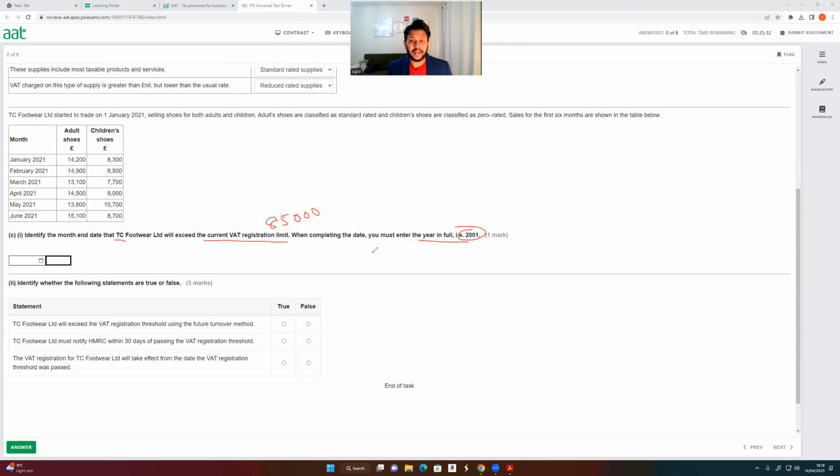So we need to count when we reach 85,000. Remember that both the standard rated and the zero rated will be counted. Only the exempt sales, how much we sell that is exempt rated, we don't count that amount. But if it is zero rated, reduced rated, or standard rated, all of the turnover or the sales we have to add together to see whether it is more than 85,000 or not. That means for January, you need to add these two. For February, you need to add, then March, April, and June, we need to add all. So let's have a look at the first one.